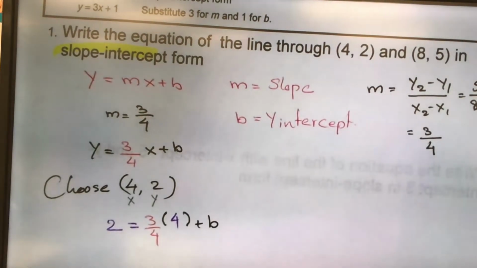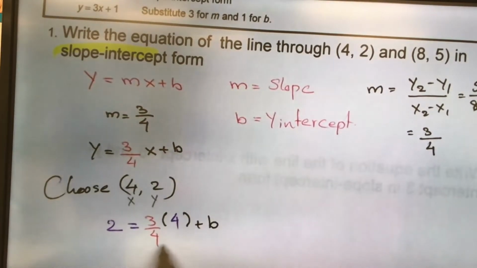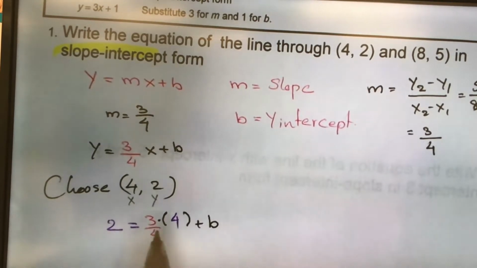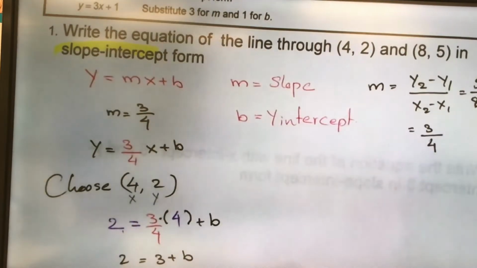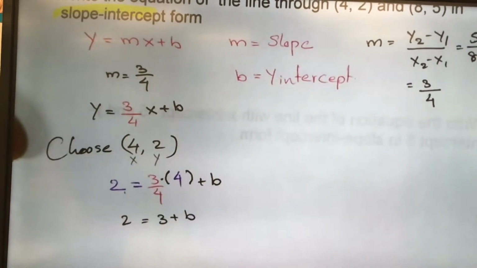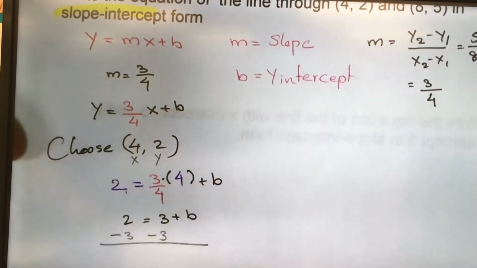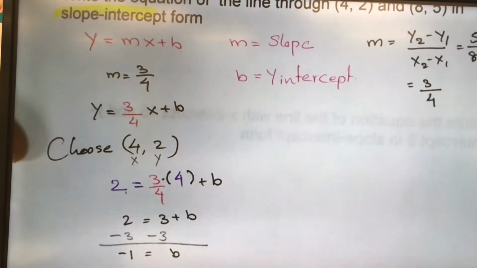And solve for b. So when you simplify this side, the fraction, you multiply with the numerator and divide with the denominator. So 3 times 4 is 12. 12 divided by 4 is 3 again. I get a 3 plus b on the right side and bring down the 2 on the left side. To solve for b, I have to subtract 3 from both sides. So subtract 3 from both sides. So you will get b is equal to 2 minus 3, which is -1. So I have the b is -1.